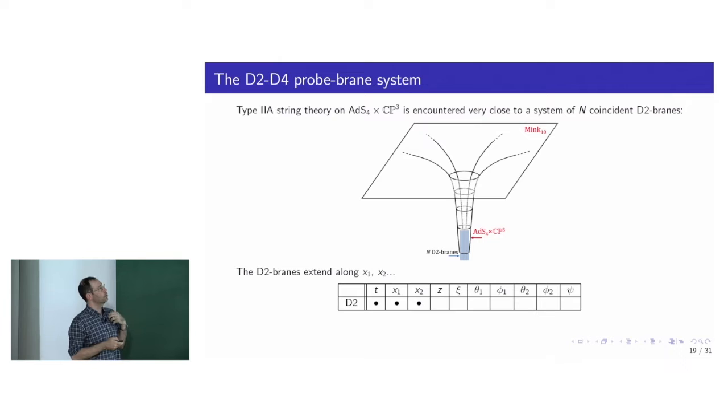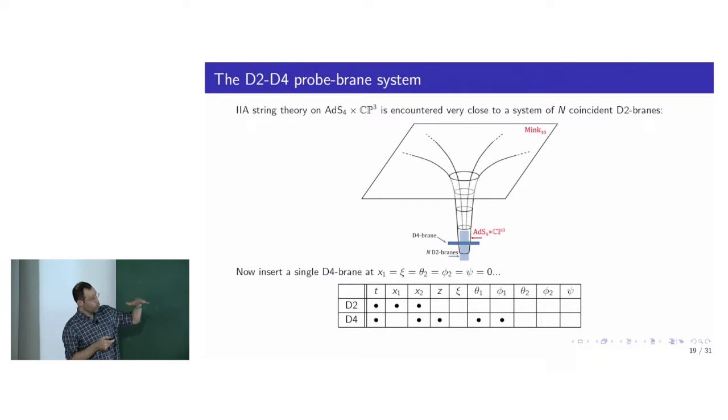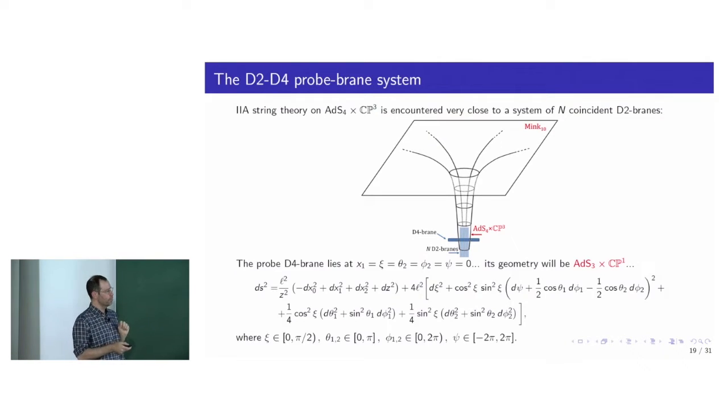This is, of course, again, the D2-D4 brane system, which pertains to the AdS4 × CP3 duality. Again, we have D branes along D2 branes this time, and we have an intersecting probe D4 brane along these directions here. And the geometry of the probe brane can be shown to be AdS3 × CP1 in the non-flux case, but also in the flux case, as I will say.